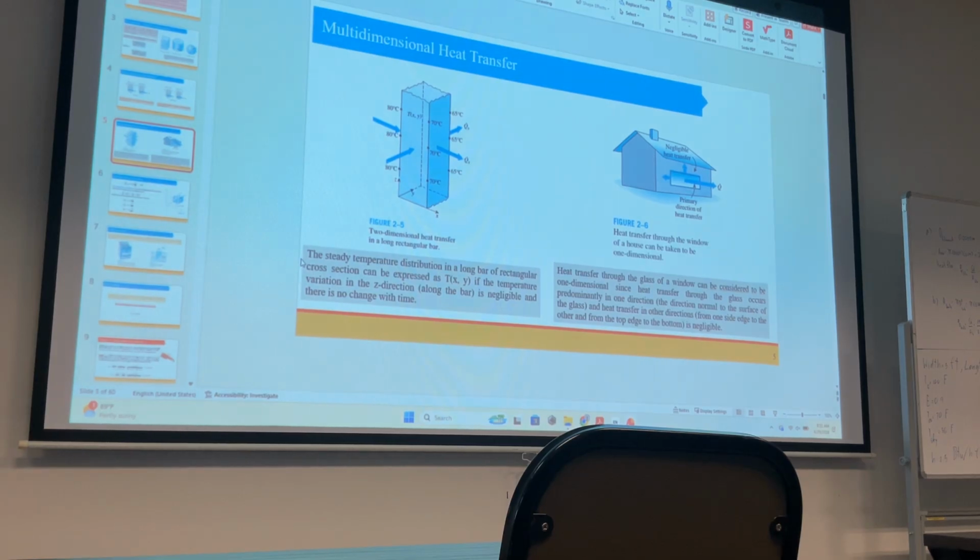So in 2.6, heat transfer through the window of a house can be taken to be one dimension. We are assuming one direction because in the second and third dimension it's very low. Heat transfer through the glass of a window can be considered to be one-dimensional since heat transfer through the glass occurs predominantly in one direction, and heat transfer in other directions is negligible.